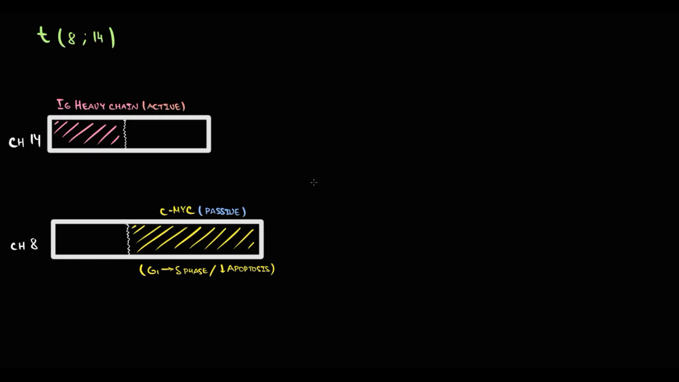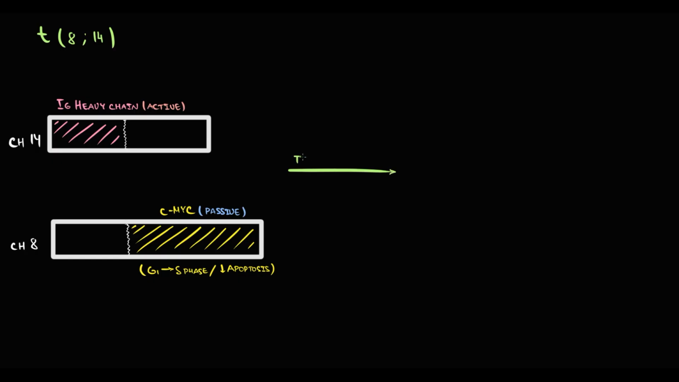It's the same setup we've used for every translocation, and by now you should be able to predict the logic before I say it. Chromosome 14 with IgG heavy chain promoter, always on. Chromosome 8 with c-MYC, under normal conditions, passive, tightly regulated. c-MYC is a transcription factor that simultaneously does two things when active. It drives G1 to S-phase transition, pushing cells into division, and it suppresses apoptosis. Cells can't die. So one is active, one is passive.